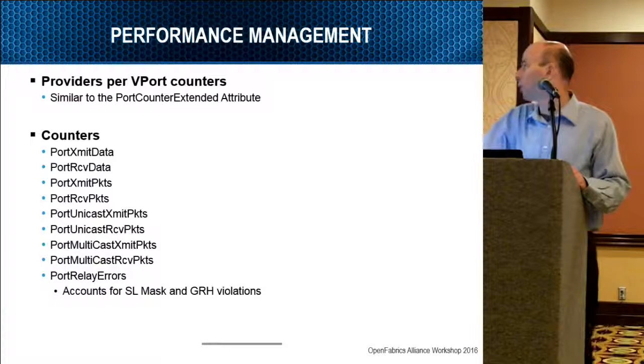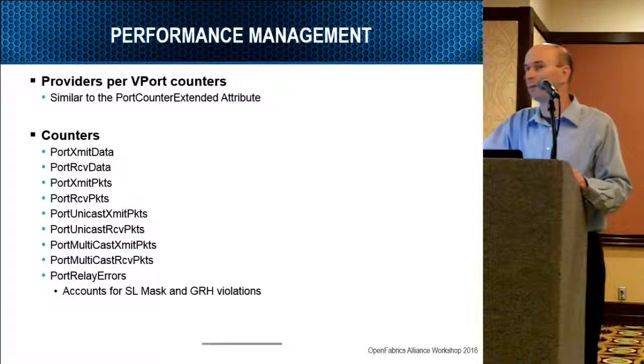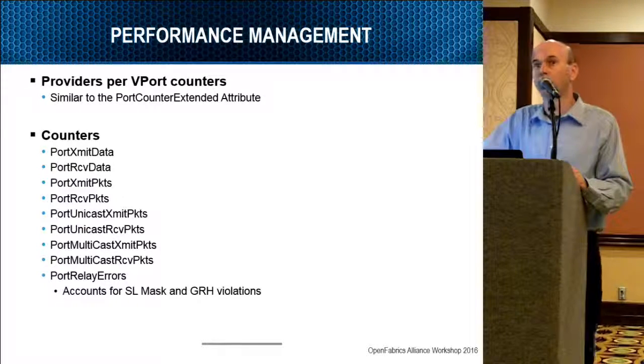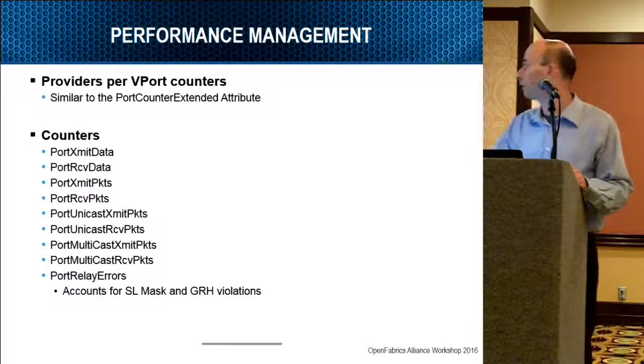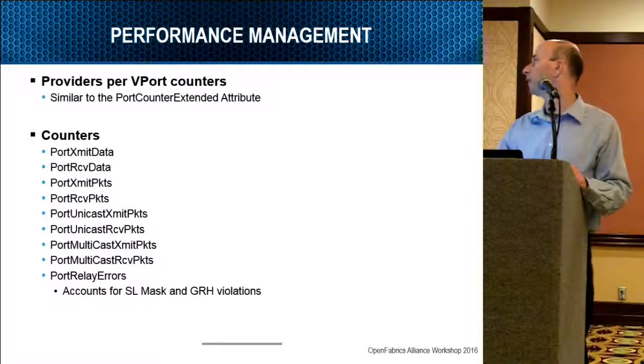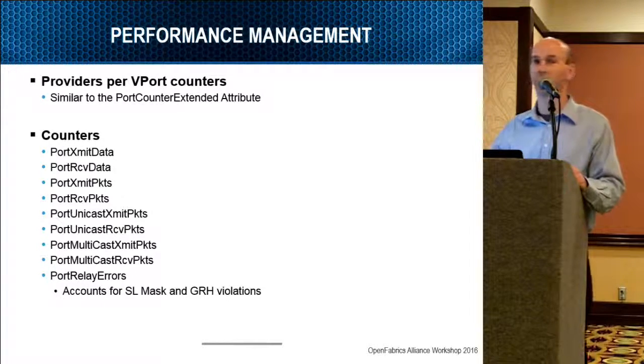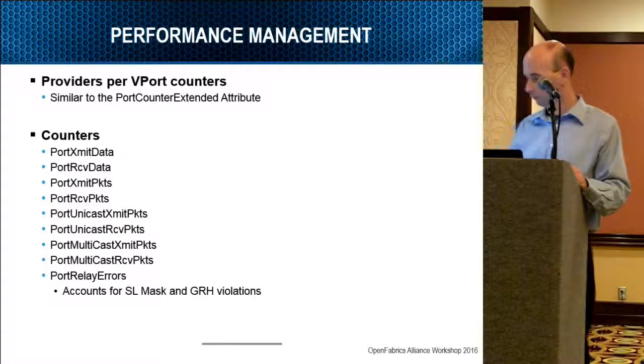In terms of performance management, we've added per VPort statistics. They match the extended counters, which are already defined, with the addition of one counter that's called the relay error. This one accounts for violations of the SL mask or attempting to send packets without a GRH. These are dropped by the HCA and are counted in this counter.